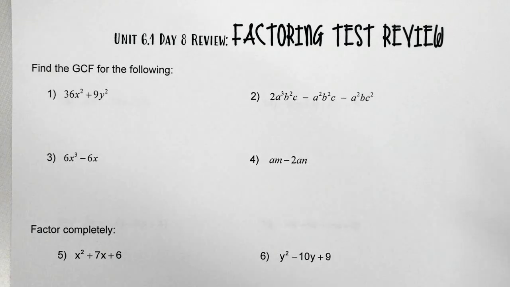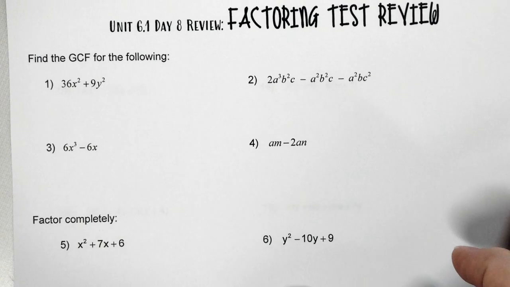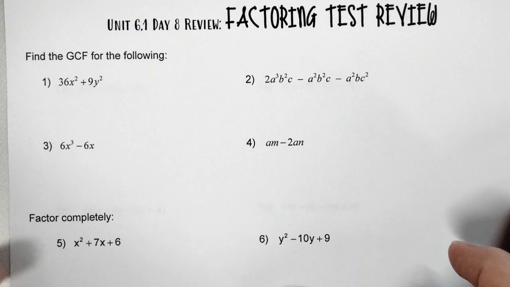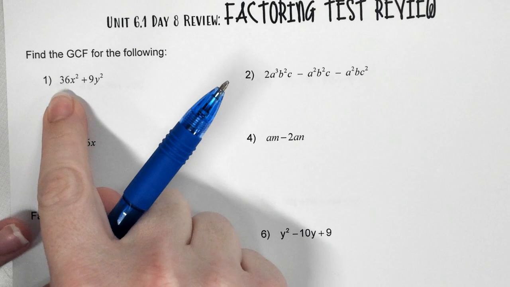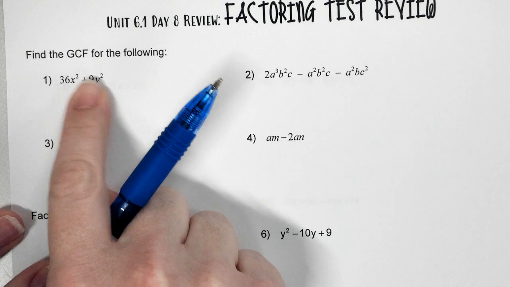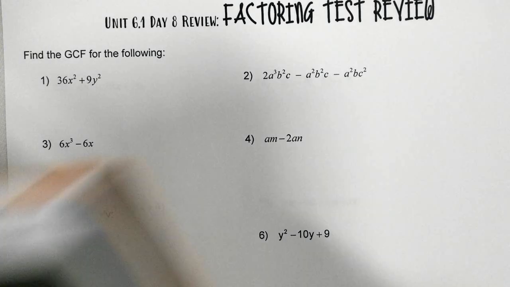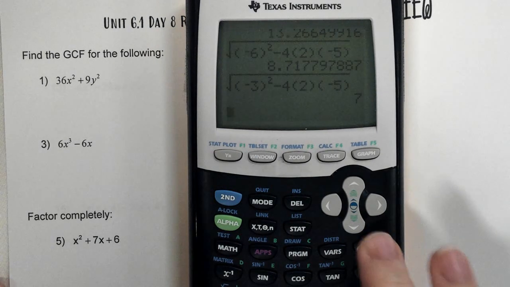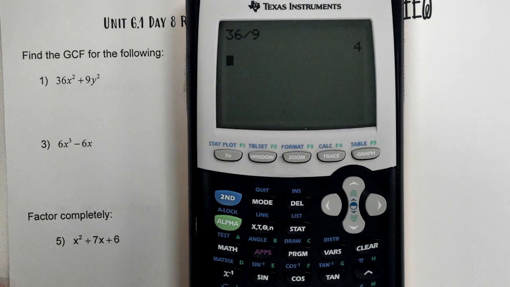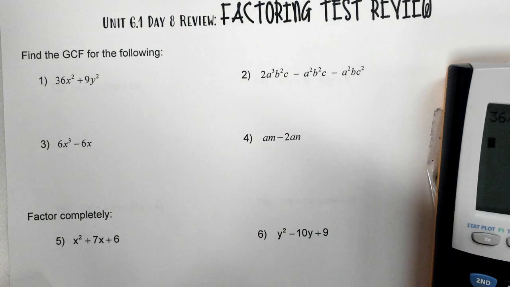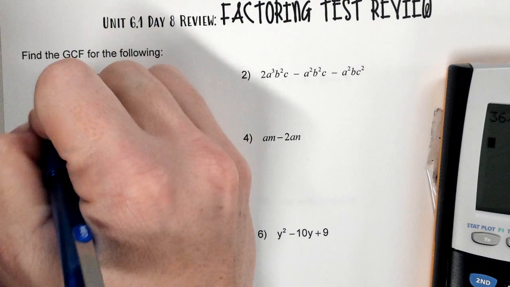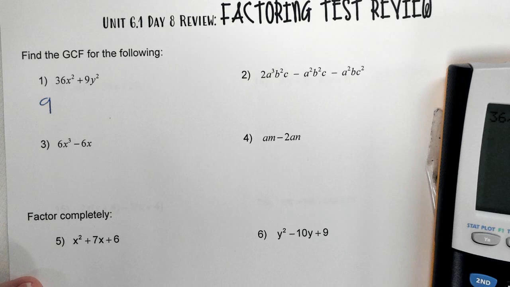first 1 through 4 just wants to find the GCF. I'm actually going to take it out, so I'm not just going to find it, but I'm going to take it out. So again, I'm always going to look at my smallest number. Does 9 go into 36? And if we're unsure, we can divide. So we could do 36 divided by 9, and it does. It gives me a pretty number. So 9 goes into 36, therefore 9 is my GCF.